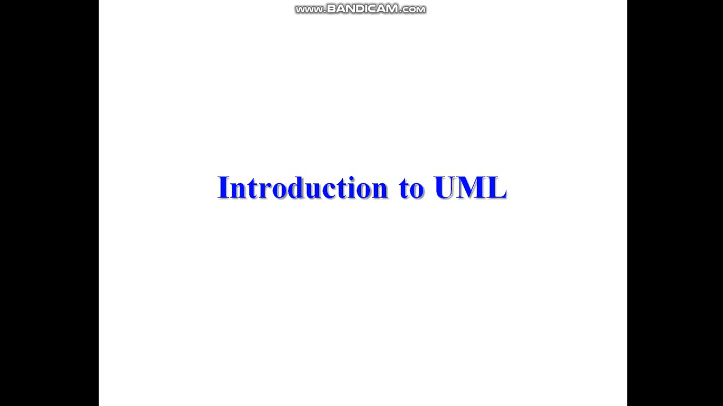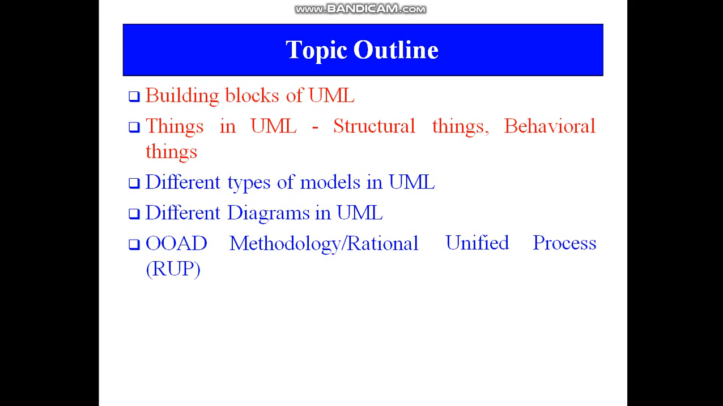Today I am going to explain the topic of Introduction to UML. Today's outline of the topic is building blocks of UML, things in UML. There are four things of UML: structural thing, behavioral thing, grouping things, annotational thing, different types of models in UML, different diagrams in UML, OOAD methodology. Also, it is known as RUP, Rational Unified Process.